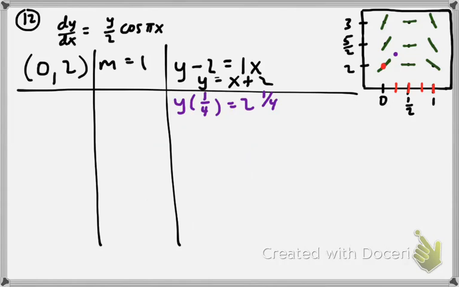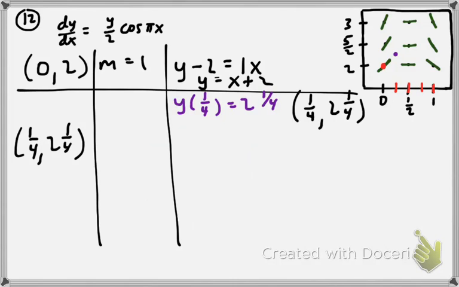Okay, so our current x, y, let me fill this in. So we have 1/4, comma, 2 and 1/4. That's our current position. Okay, so 1/4, comma, 2 and 1/4. And our slope there, when x is equal to 1/4, cosine of pi over 4. Oh, good grief. That is not a fun one. Just the slope. Okay, well, let's do it anyway.